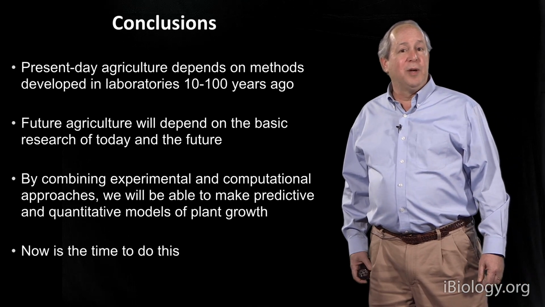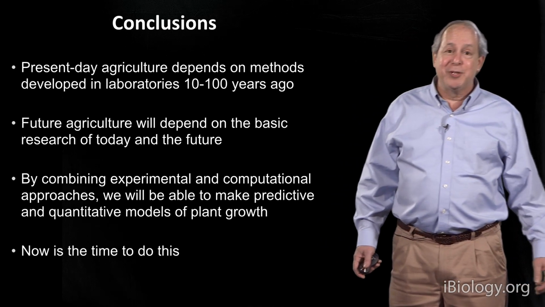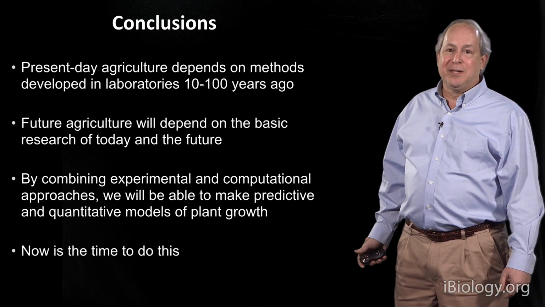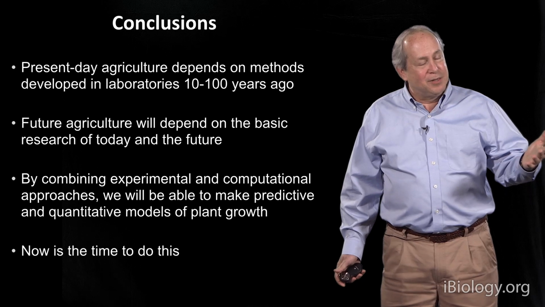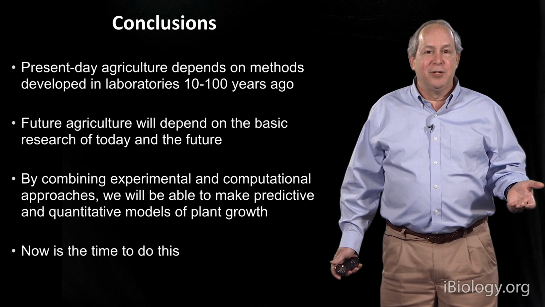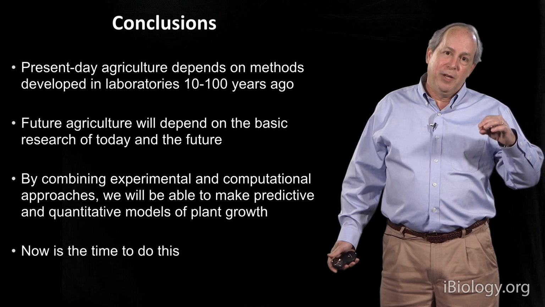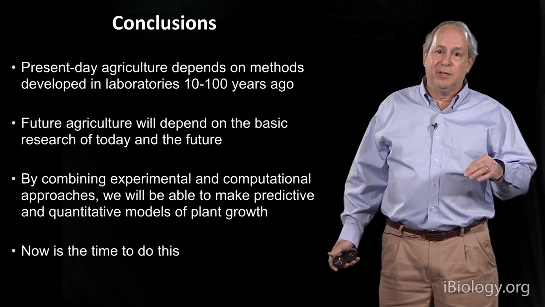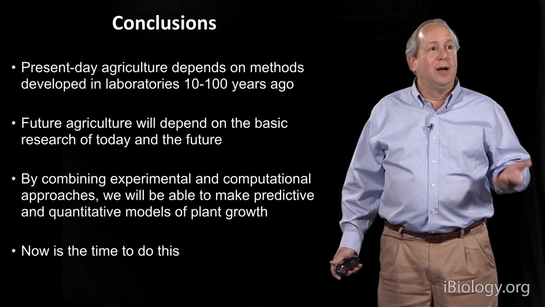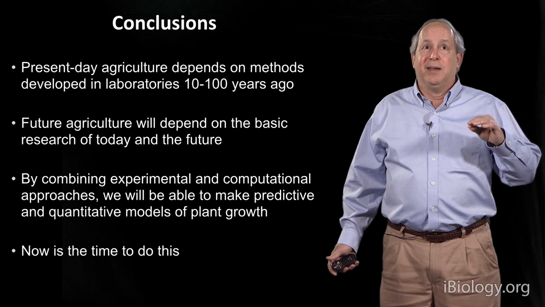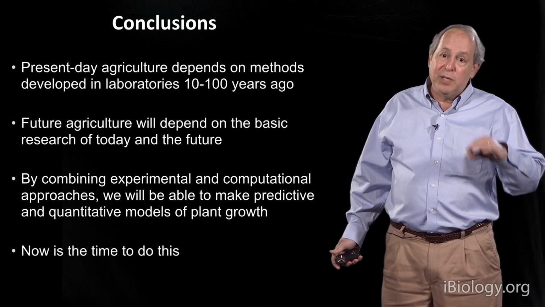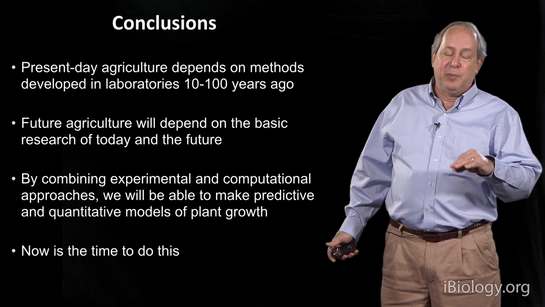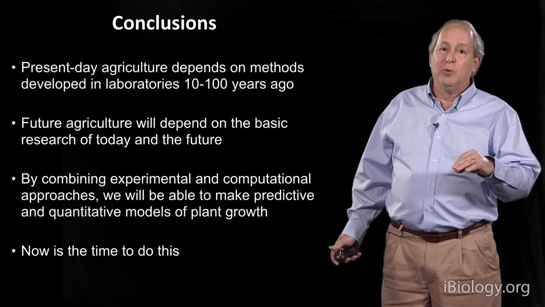So what conclusions can we make about the potential agricultural use of this? It's a long way off, that's one conclusion, because we're just now learning how to do these things. But present-day agriculture depends on methods that were developed in laboratories 10 to 100 years ago. The future of agriculture will depend on the basic science that we and other plant research laboratories are doing today. By combining experimental and computational approaches, we can project to a future where we have predictive models of plant growth and development and can generate the plants that are necessary for human welfare.